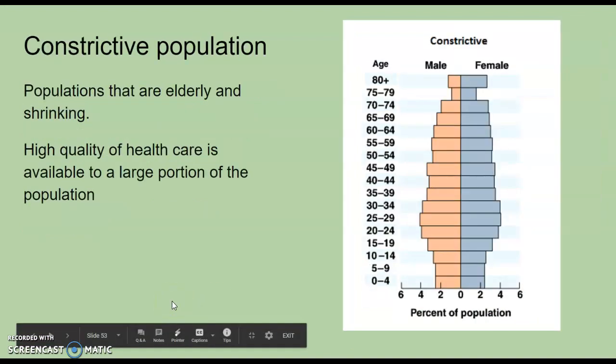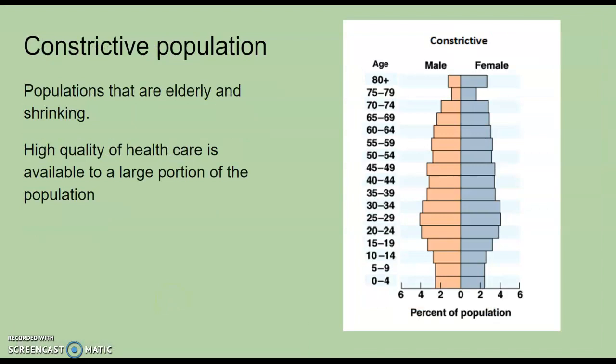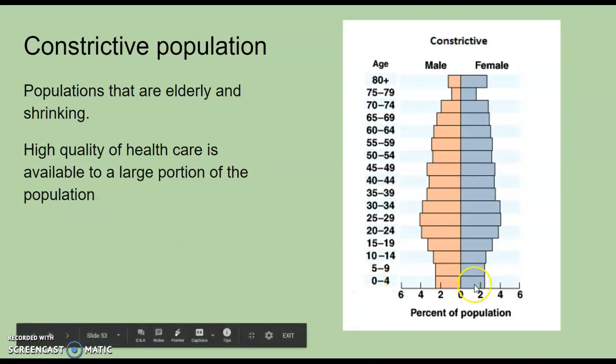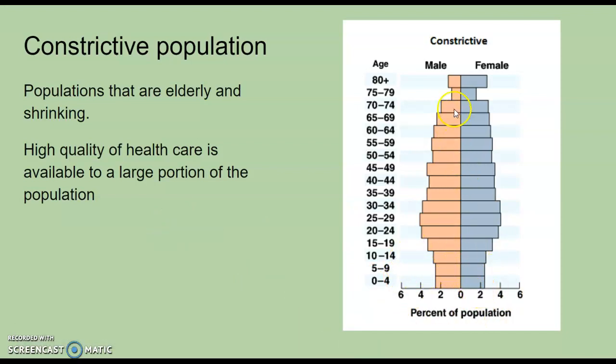And constrictive populations. These are populations that are a majority of older people, and it is shrinking. So not as high of a birth rate, but my elderly are living well, which mostly means that healthcare is available to a large portion of the population.